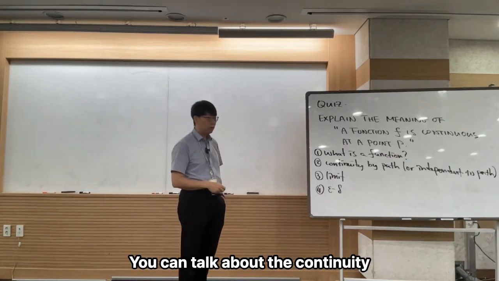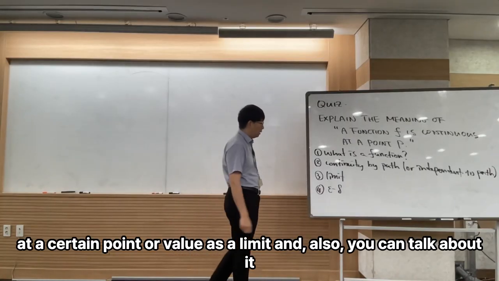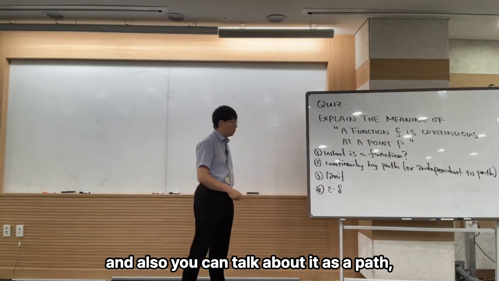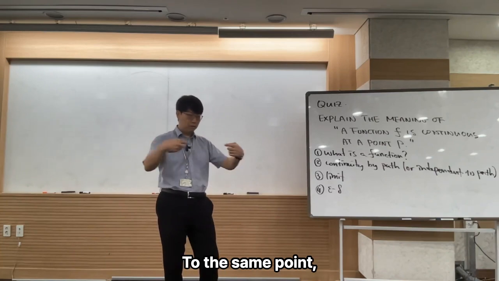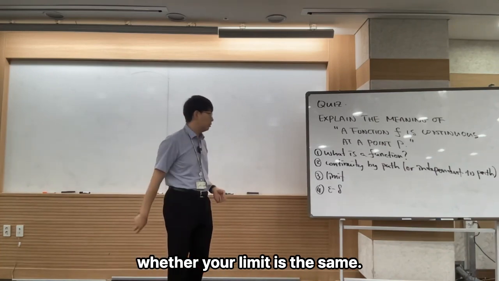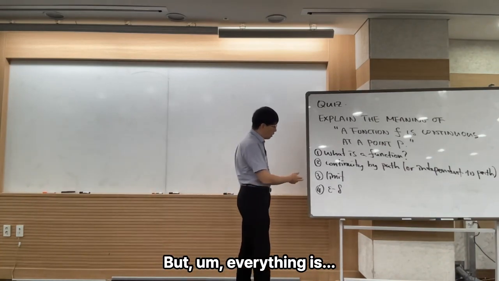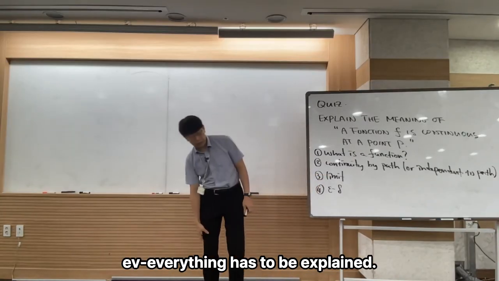You can talk about the continuity of a single variable function at a certain point as a limit, and also you can talk about it as epsilon delta. And also you can talk about it as a path. Maybe you can go from the left or right to the same point, whether your limit is the same. So basically it has the limit. But everything has to be explained.